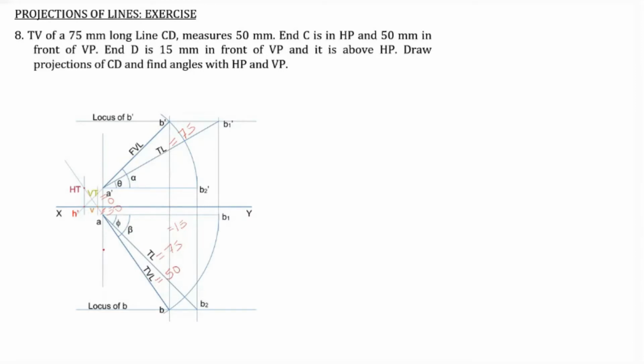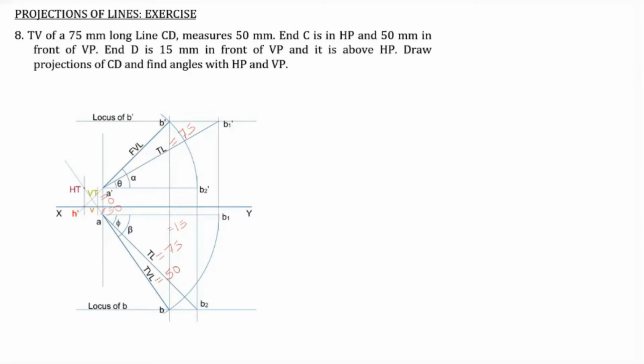Whenever we can find the projections of a single point, whether it is an endpoint, or HT or VT, first we mark that particular point, that is the front view as well as the top view of the same point. If HT is given, you can mark HT and then H dash. If VT is given, you can mark VT, then V.